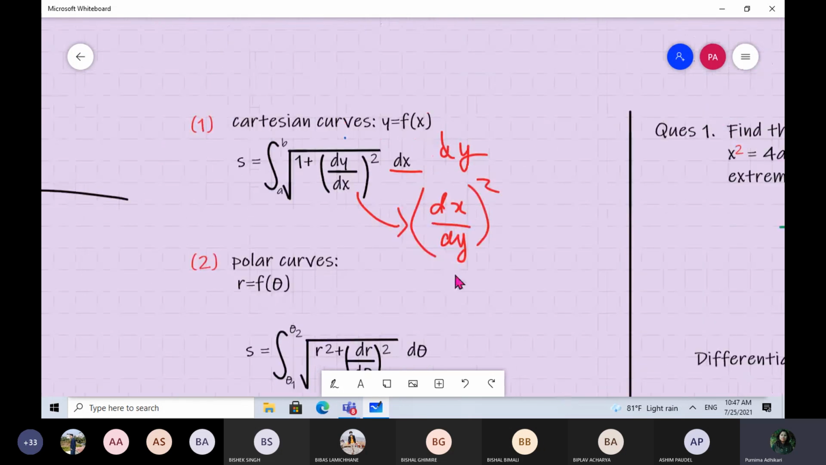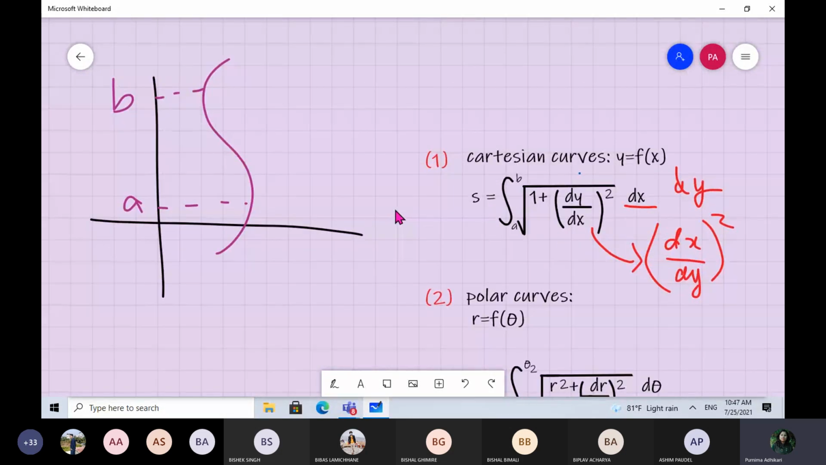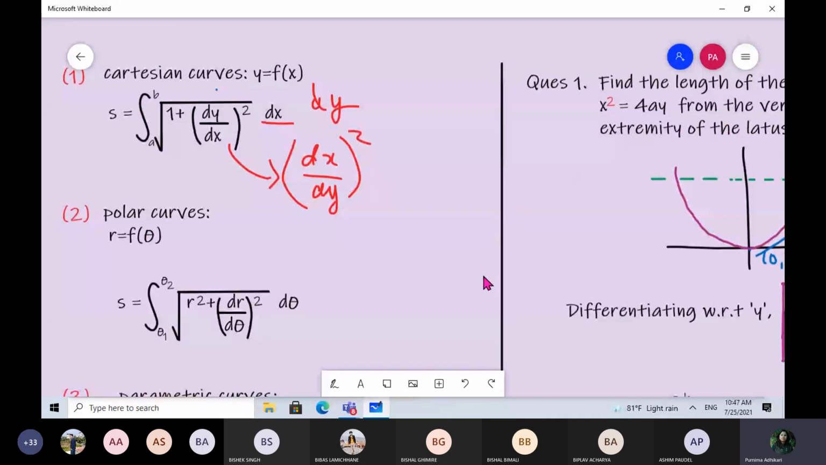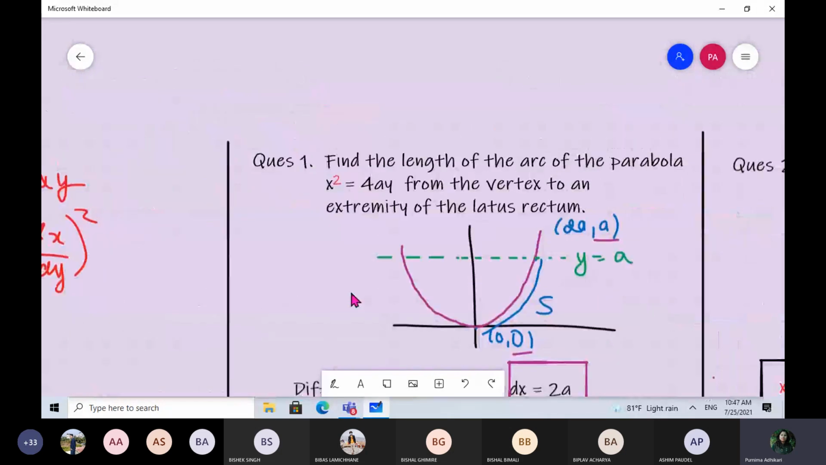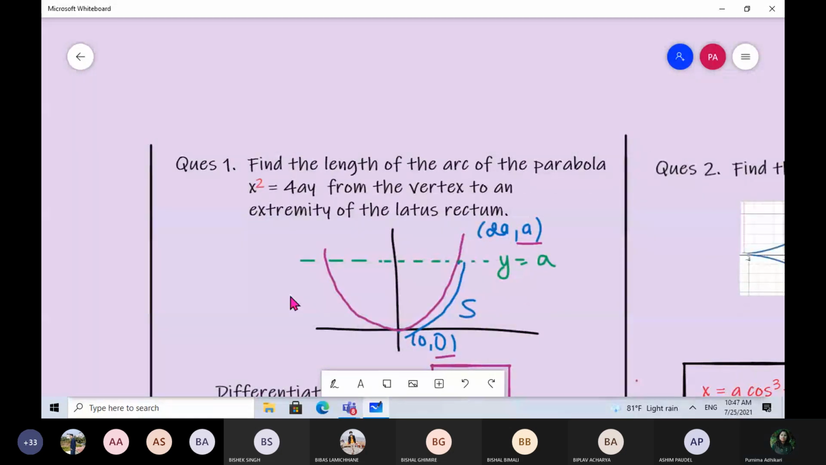Now let's use this formula. The one which is in terms of dy, we will be using this formula first of all. So this is going to be your first question. Find the length of the arc of the parabola x square equals to 4ay. So your plotting will be this. From the vertex to an extremity of the latus rectum.